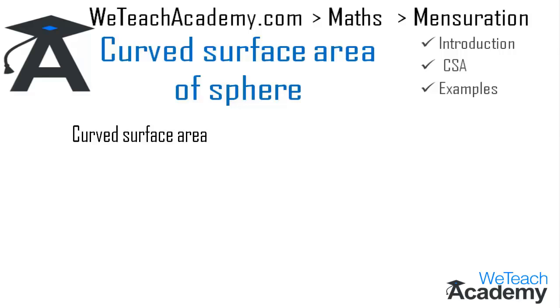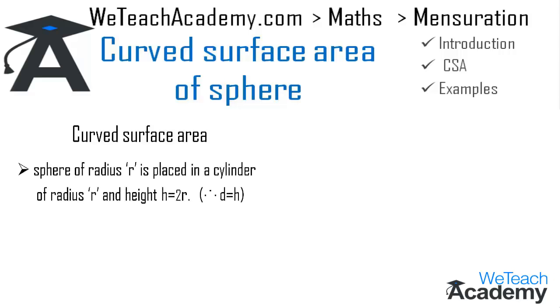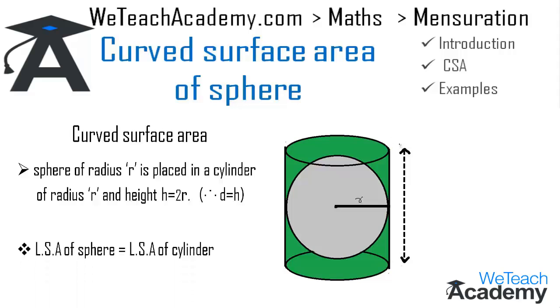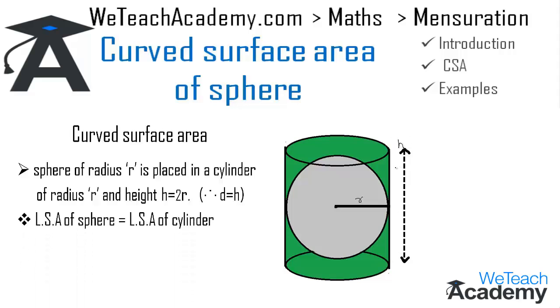In order to get the formula to find curved surface area, let us try an experiment where the sphere of radius r is placed in a cylinder of radius r and height equal to 2r. Therefore, here the diameter of the sphere will become the height. Here this is a sphere of radius r which is placed inside the cylinder of radius r. So the height of the cylinder will become h, which is equal to 2r.